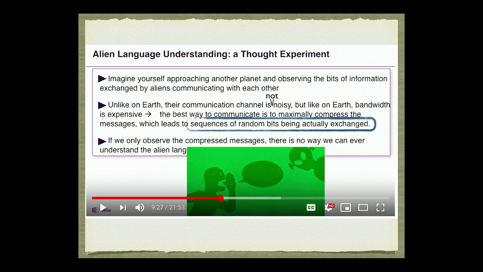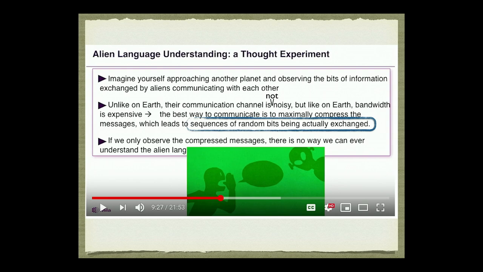And what Yoshua was saying is, imagine that unlike on Earth, the communication on that exoplanet is not noisy, but like on Earth, the bandwidth is expensive. So the aliens that communicate try to send messages that are the shortest possible. But there is no noise in their communication, so they don't need any redundancy. Over the years, they somehow figured out how to compress the messages they need to transmit to each other. And so if we observe such a communication, they will be just transmitting random IID vectors. Because if they were not random IID, they could be compressed further.